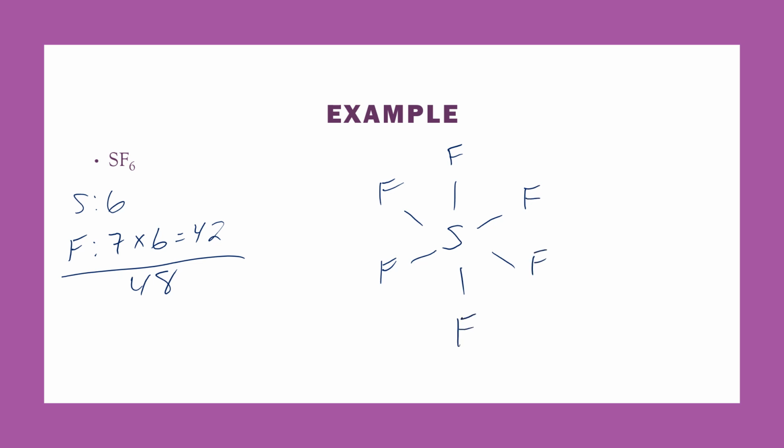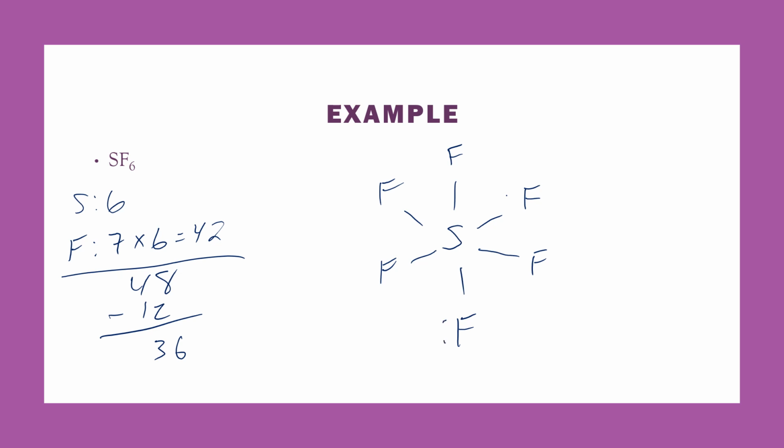And each of those bonds represents 2 shared electrons. So 2, 4, 6, 8, 10, 12. I've used up 12 valence electrons there. I have 36 left. Now I'm going to try to fill in the octets of the outermost atoms first. Right now, each fluorine has 2 electrons. They're just in the bonds. You can't see them because they're bound together. So that means each fluorine can hold 6 more to fill in the octet.